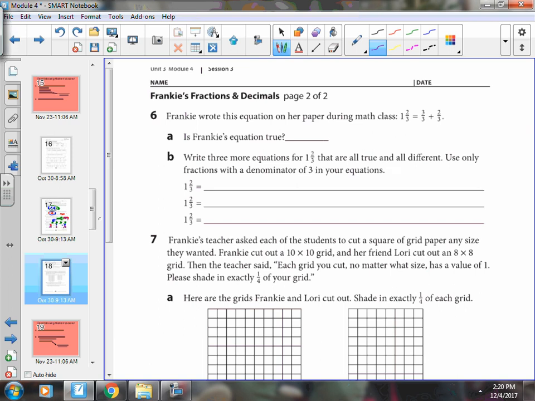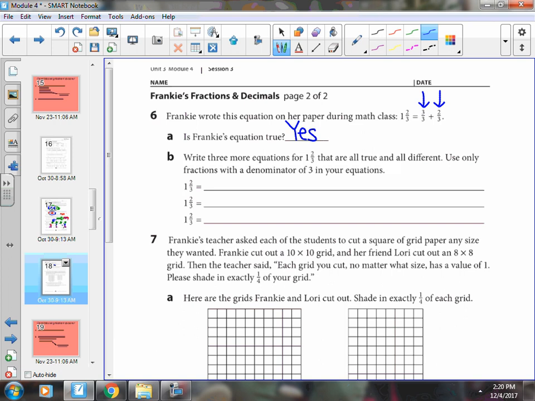Frankie wrote this equation on her paper during math class. 1 2/3 is the same thing as 3/3 plus 2/3. Is Frankie's equation true? Yes, way to go, Frankie. Because this is the same as a big old 1, and there's that 2/3. So a big old 1 2/3 is the same thing as 3/3 plus 2/3.